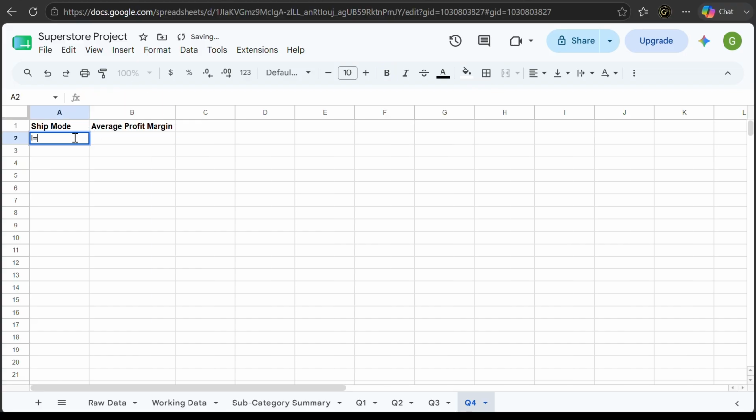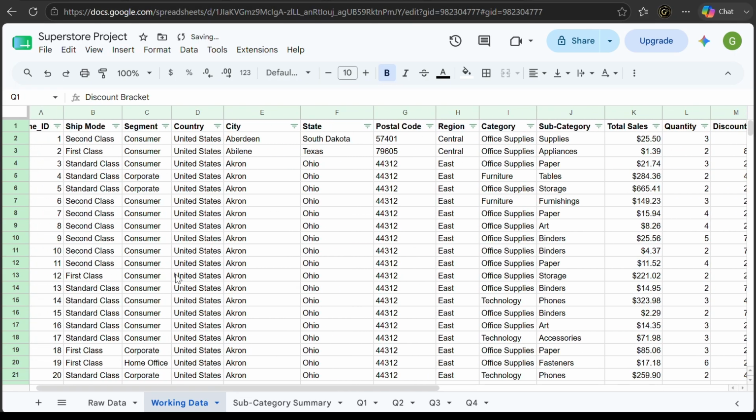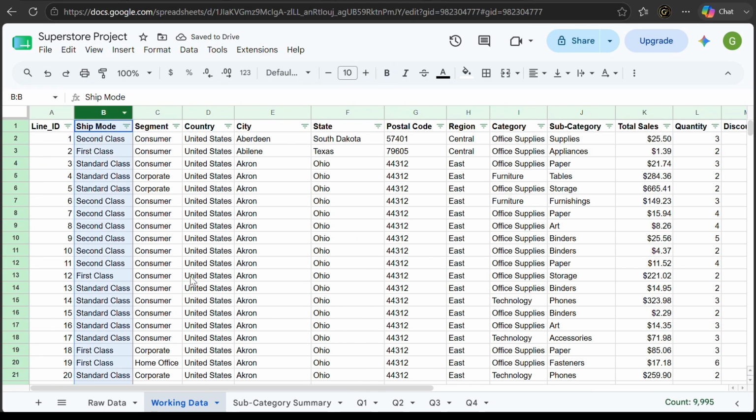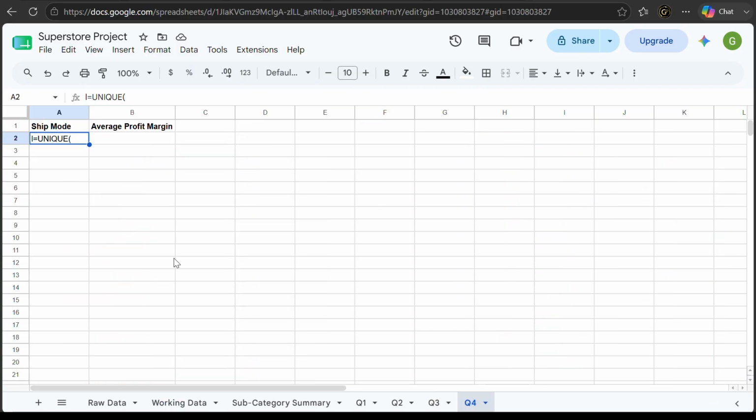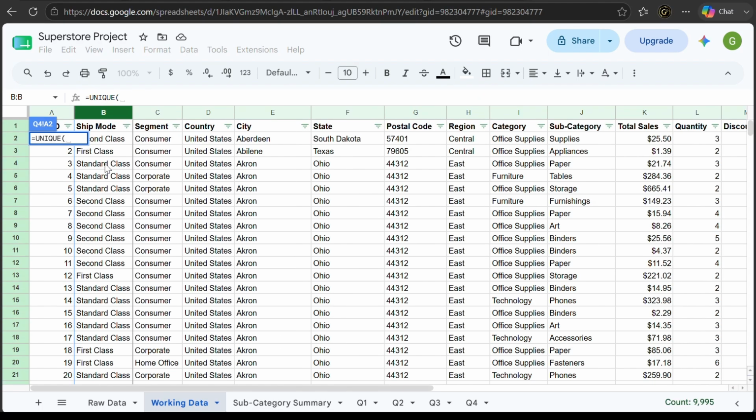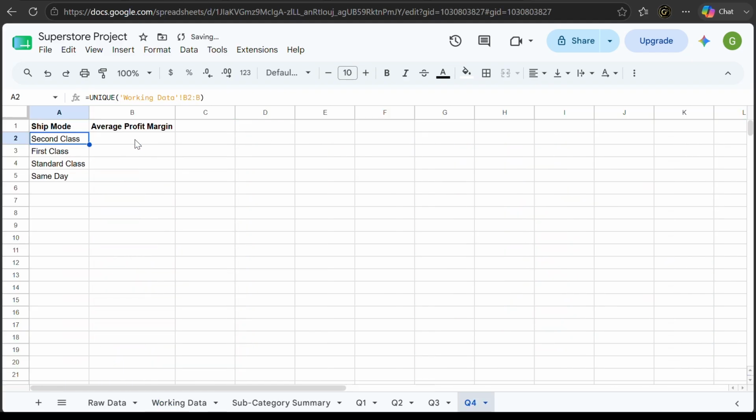Now we're going to just pull out the unique ship modes that we have here. Unique, and then I'm going to come to my working data and pull out ship mode. Ship mode is B2, right? Oh, sorry, I shouldn't have been having this. Equals UNIQUE, and then I'm going to come to this point here, that's column B, and then 2, and then close the bracket. That's all. So I've pulled out all the ship modes that we have.